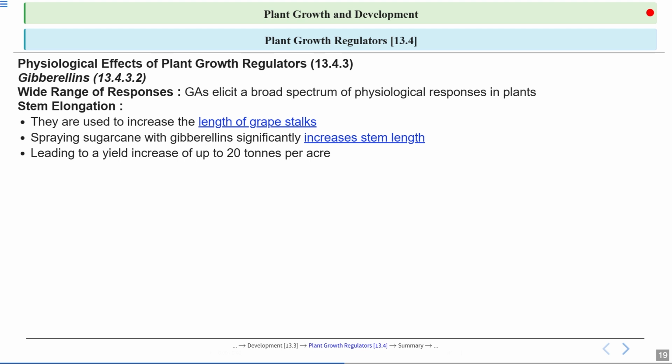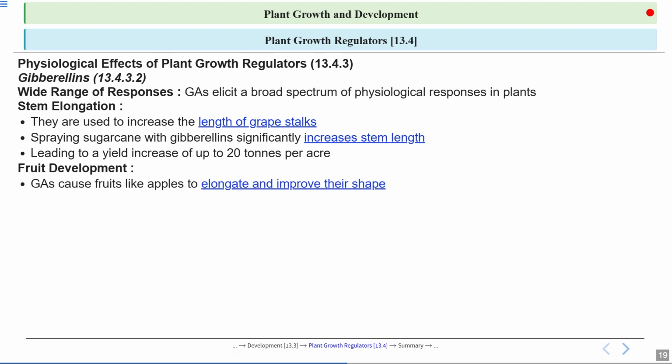Suppose in a year you have 1 acre of land and you are getting 50 tons per acre, right? Next year, you will get how much? It adds 20 tons per acre, meaning 70 tons you will get that year when you apply this gibberellin hormone.